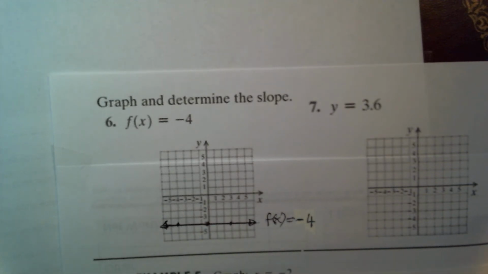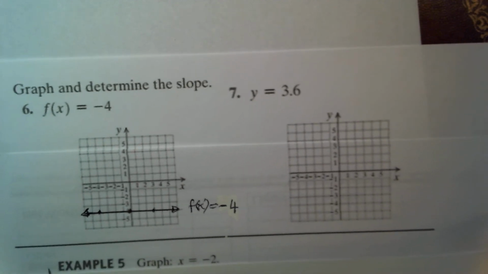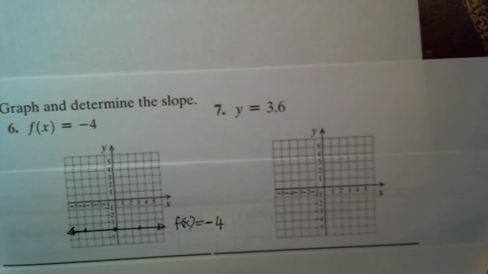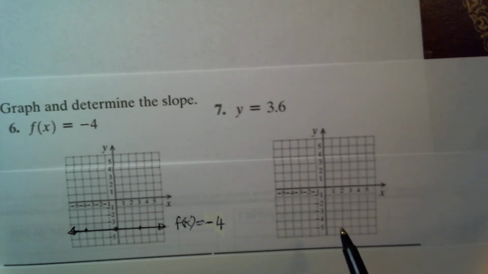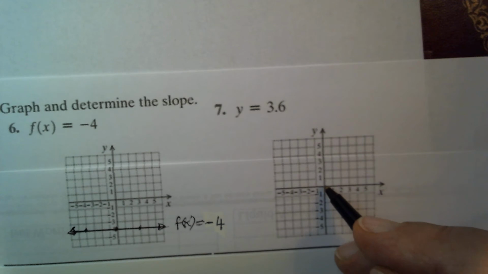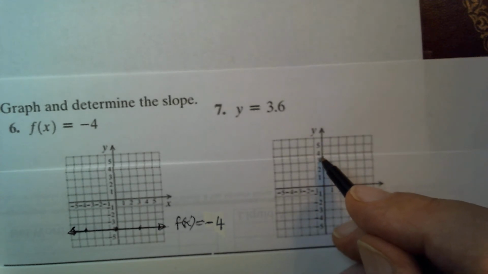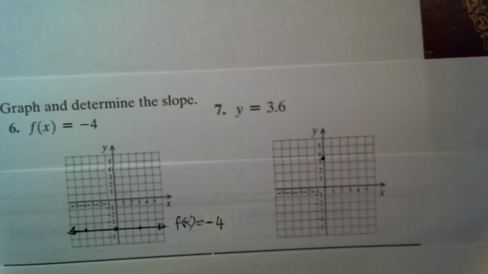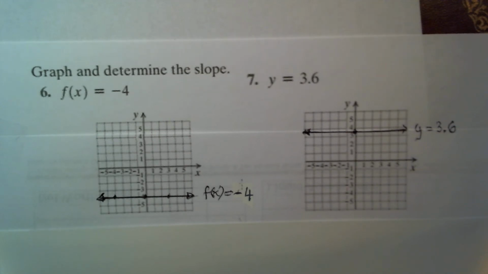Similarly, exercise number 7, we are told that y is equal to 3.6, and that means we look for 3.6. It's approximately here, and it's simply a horizontal line parallel to the x-axis through the point 3.6. So as you can see, horizontal lines are easy to understand and easy to graph.